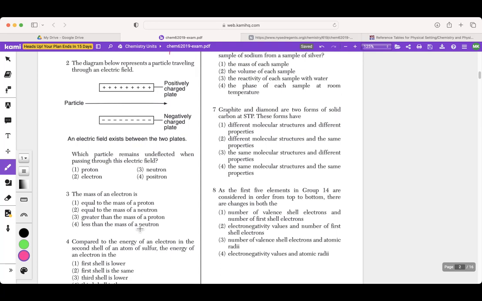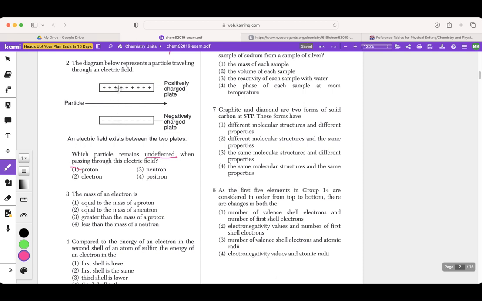Question 2. The diagram below represents a particle traveling through an electric field. This may look familiar. I've put it on a couple of your exams. It asks which particle remains undeflected. This is an important word here, undeflected, when passing through the electrical field. So on this side, we have positive charge. On this side, we have negative charge. Now we know opposites attract and the same repels. So going through the options, if this was a proton, it would be attracted to the negative charge right over here. Cannot be proton because it is not attracted there.